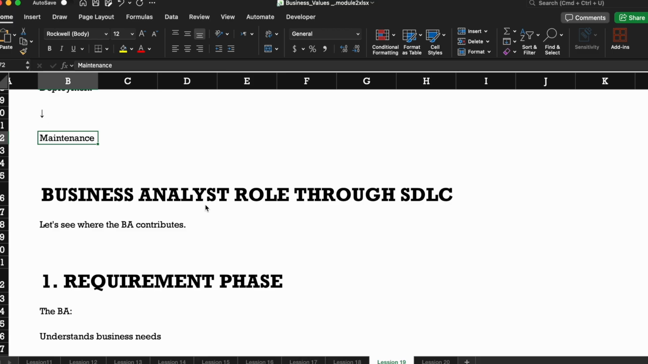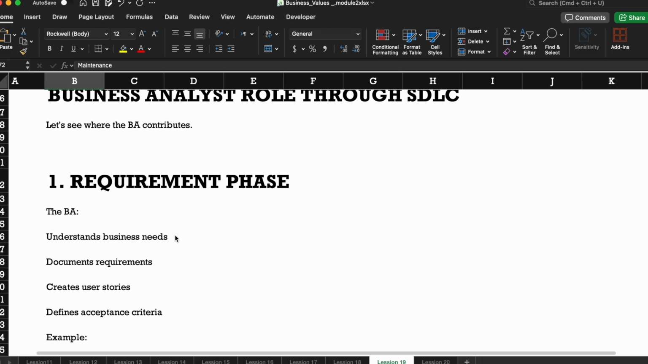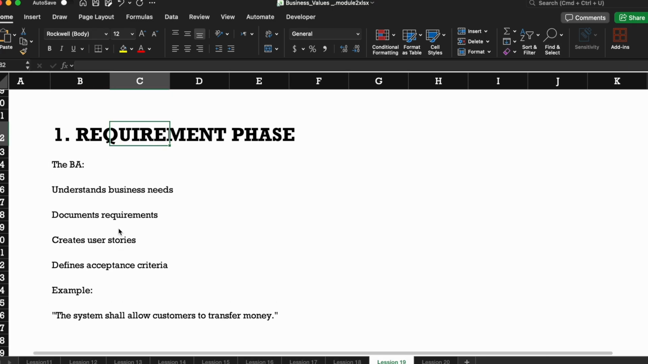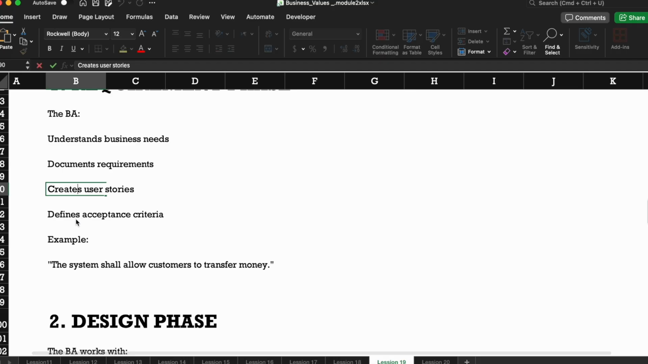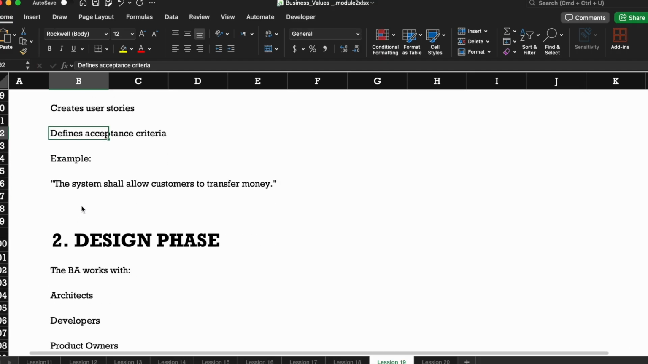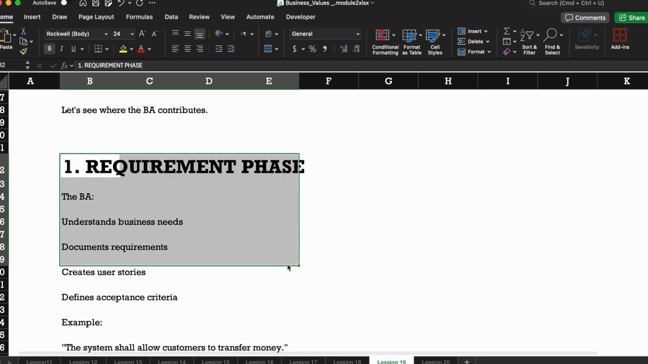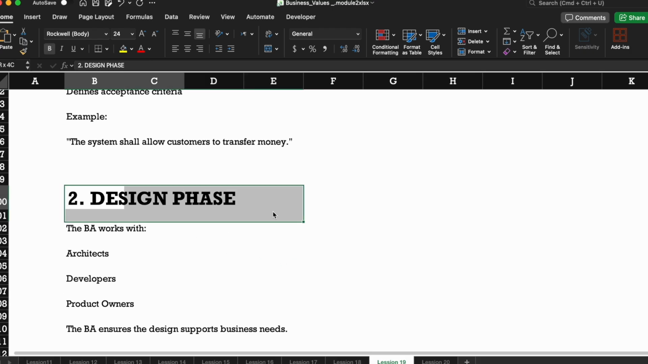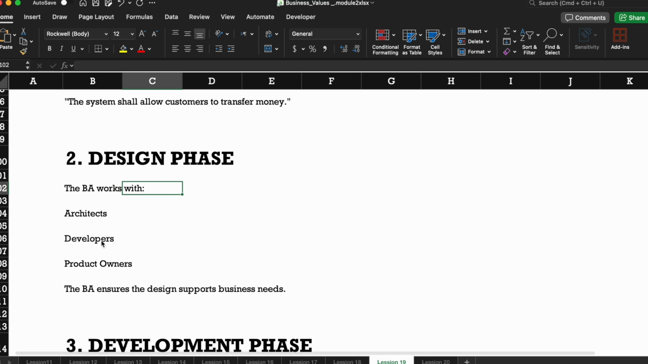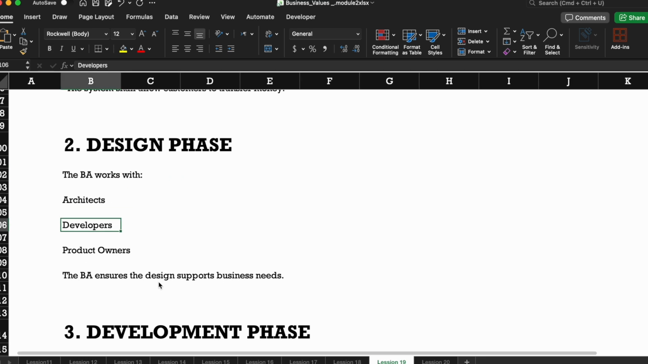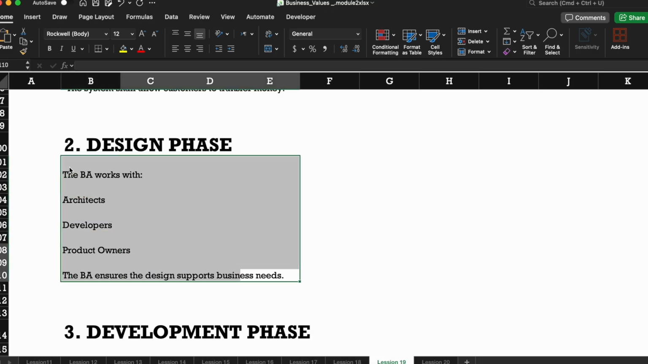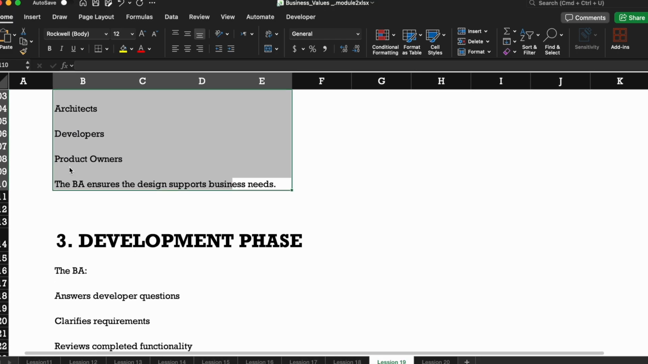So the business analyst has a role through the STLC. Let's see where the BA contributes. Requirement phase: the BA understands the business needs, documents requirements, creates user stories, and defines acceptance criteria. Example: the system shall allow customers to transfer money. This completes the requirement phase. Now the design phase: the BA works with the architect, developers, UX designer, and product owner. The BA ensures the design supports the business need. That's the second phase, the design phase.